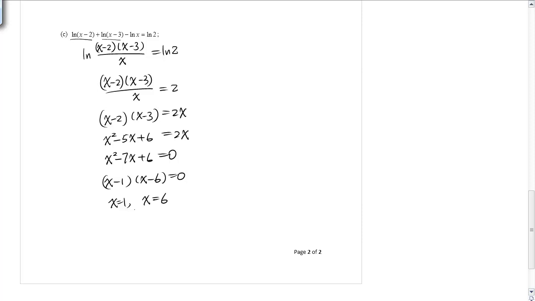However, when x equals 1, here you will have ln negative 1, ln negative 2, and that will not be correct. Therefore, this solution must be eliminated. So x equals 6 is the only solution to this problem.